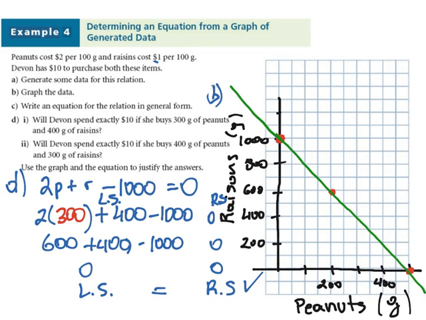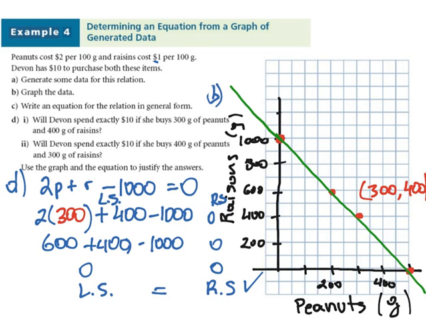Now, on the graph, this 300 grams and 400 grams have to be on the green line. So let's take a look at the points. 300 grams of peanuts and 400 grams of raisins are approximately here. Oh, they do fit. So peanuts is 300 and raisins is 400. They do fit the graph.